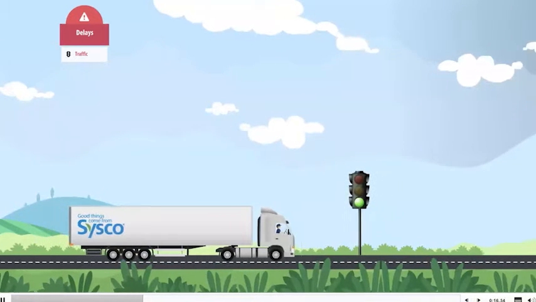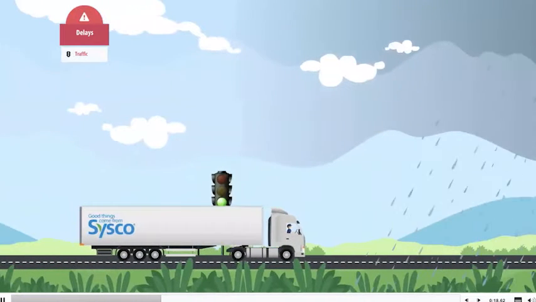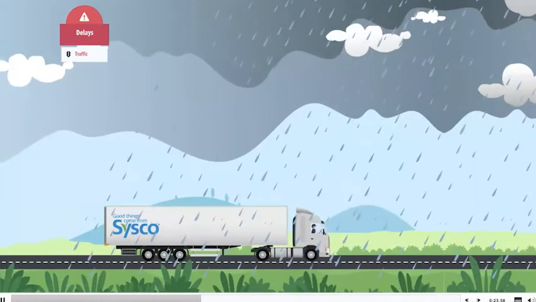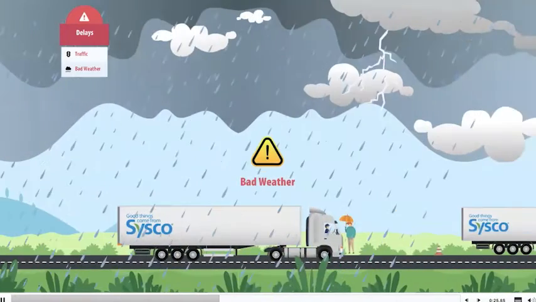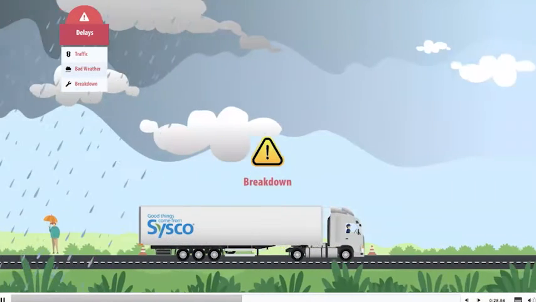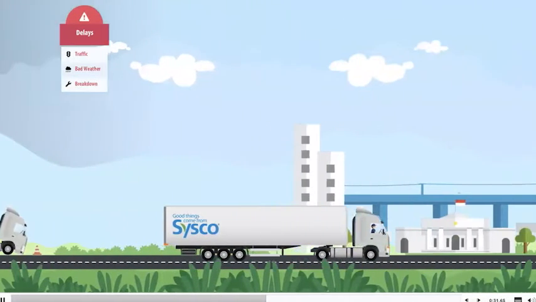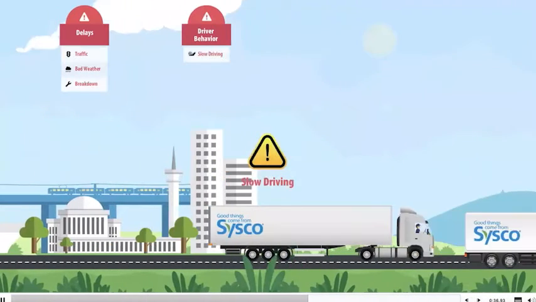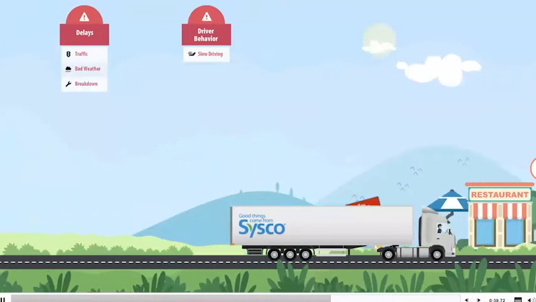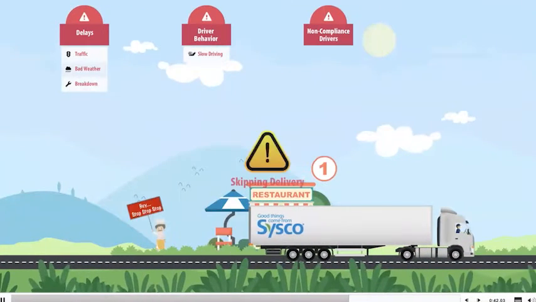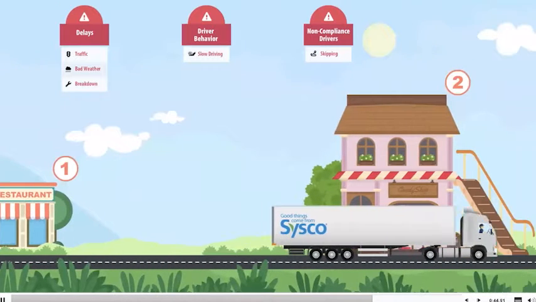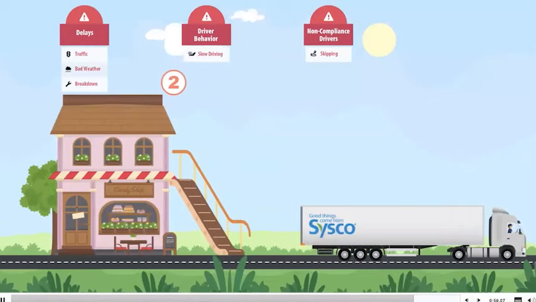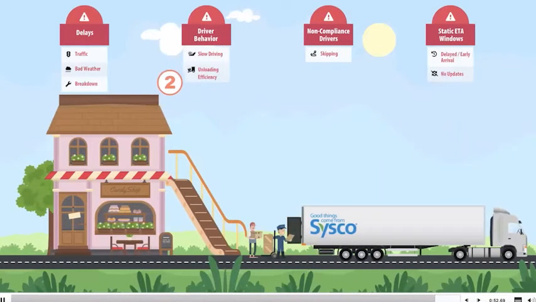And better manage labor costs. These could be unforeseen delays due to traffic conditions, inclement weather, any breakdowns in transit, variations in driver behavior, driving speed, navigation capability, non-compliance nature of drivers resulting in skipped locations, static ETA windows, missed, delayed or early arrivals at locations, or lack of real-time updates.